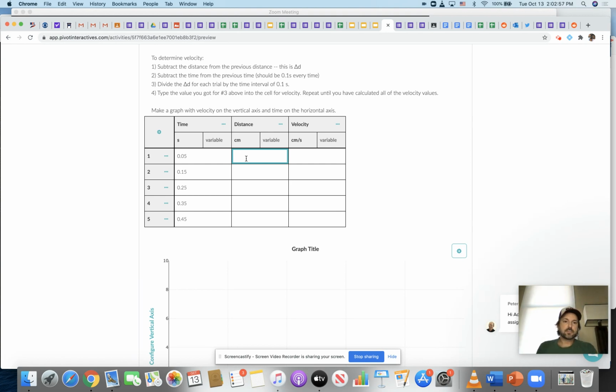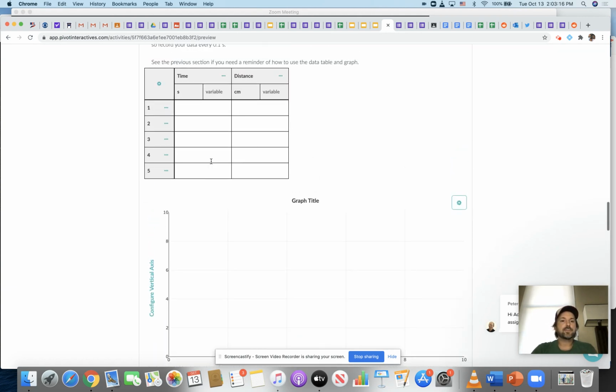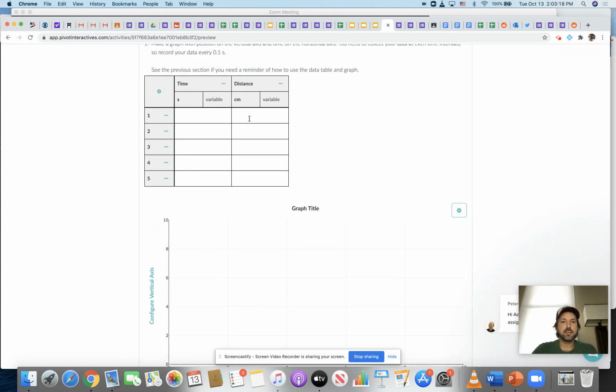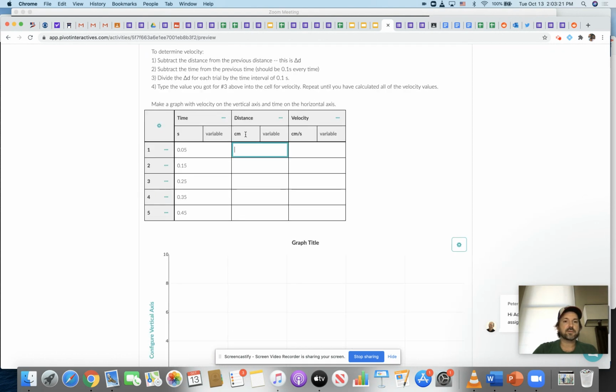So our first 0.1 second interval is from 0.05 seconds to 0.15 seconds. That's a 0.1 second interval. So what we're going to need to know is how far the puck went in the first 0.1 second interval. So we go back up to our data table, and we can get our distance in the first 0.1 seconds. So let's say, for example, that distance is 2, right?